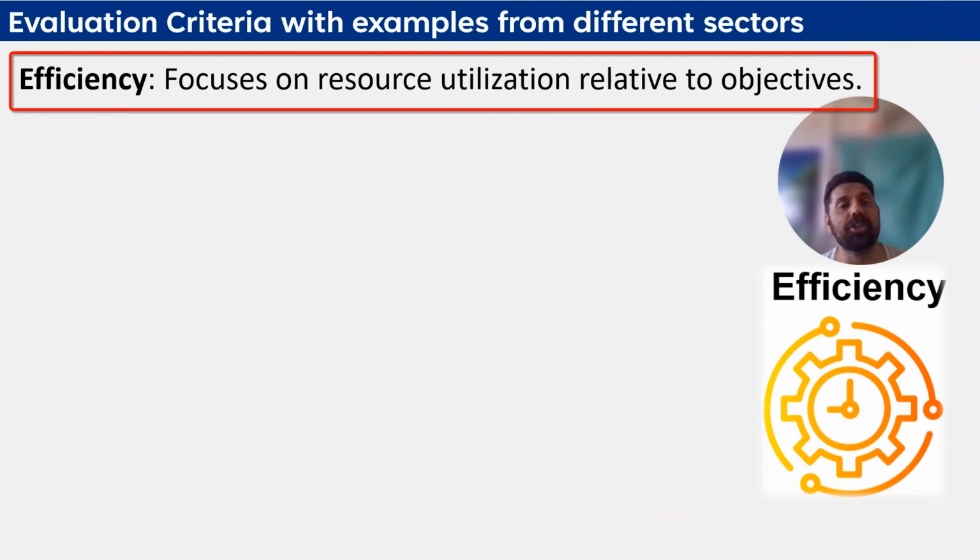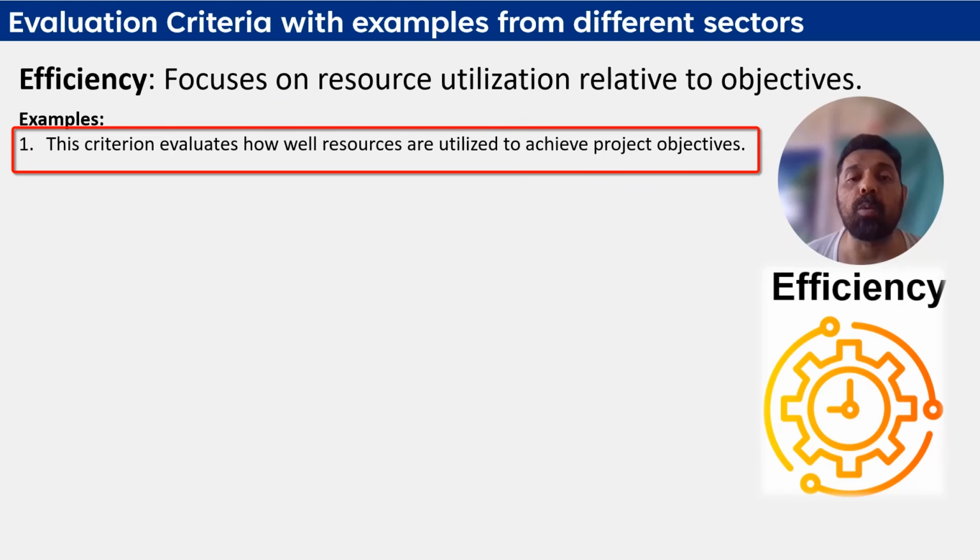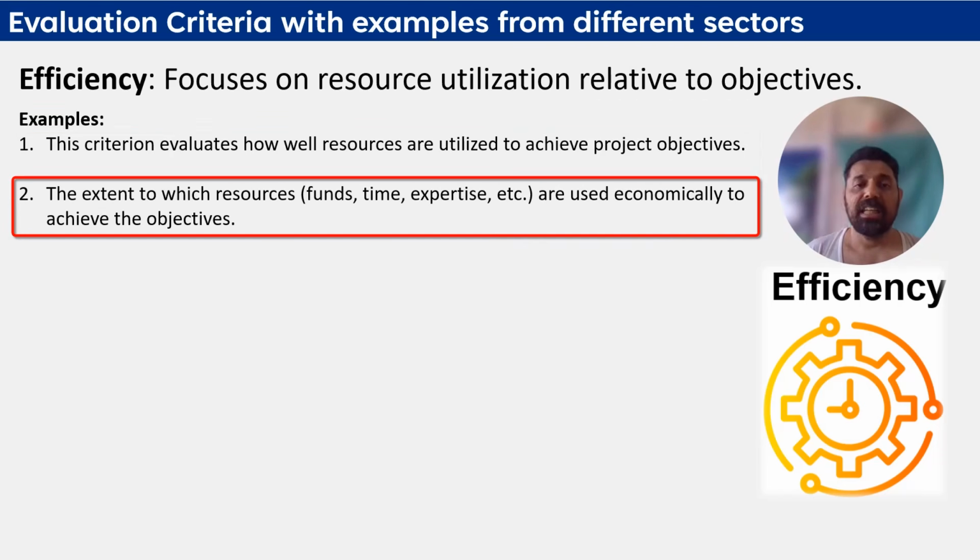The next one is efficiency. It focuses on resource utilization relative to objectives. This criteria evaluates how well resources are utilized to achieve project objectives. The extent to which resources, funds, time and expertise are used economically to achieve the objective.